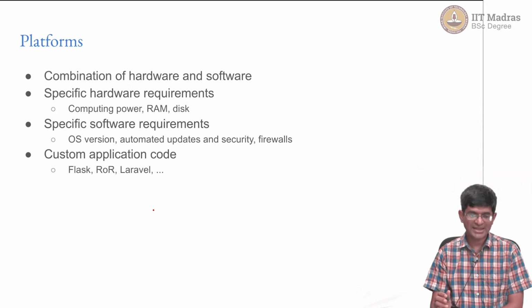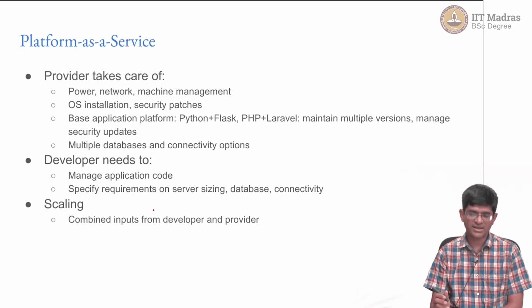Okay. So that is the idea of a platform, and the platform as a service means that the provider takes care of multiple things, not just the power, network, machine management, which is infrastructure. They also do OS installation, security patches, which is part of software, and they provide you with some kind of a base application platform, right? It could be Python Flask, PHP, Laravel. They will manage multiple versions for you, right? Python 2, Python 3, Python 3.8, 3.9, right? Various different things, whatever is suitable, so that you can then decide and say, okay, this is the particular option that best suits my needs.